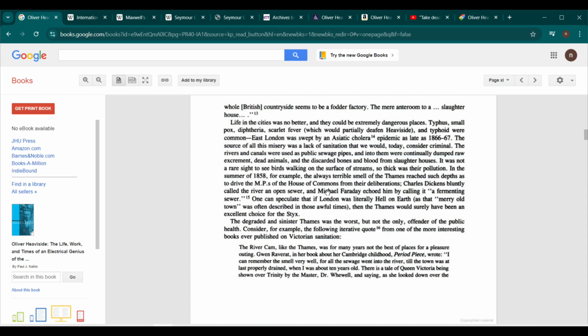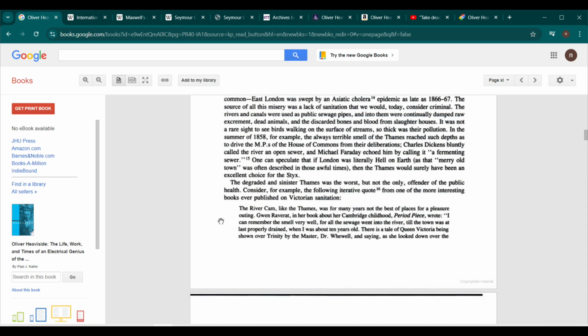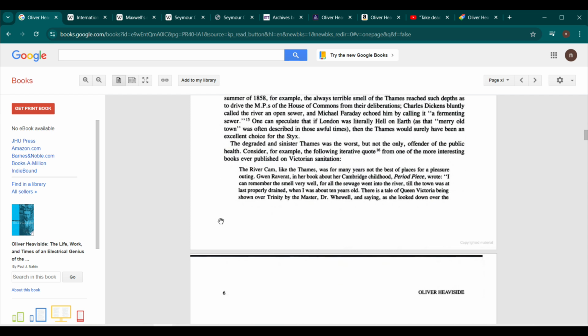Charles Dickens bluntly called the river an open sewer, and Michael Faraday echoed him by calling it a fermenting sewer. One can speculate that if London was literally hell on earth, as that merry old town was often described in those awful times, then the Thames would surely have been an excellent choice for the Styx, which is the Greek river of the underworld.